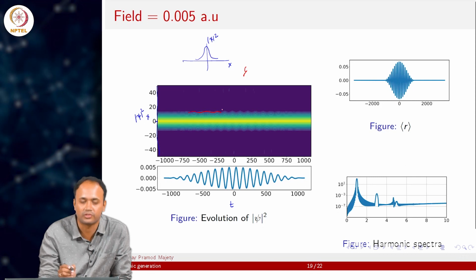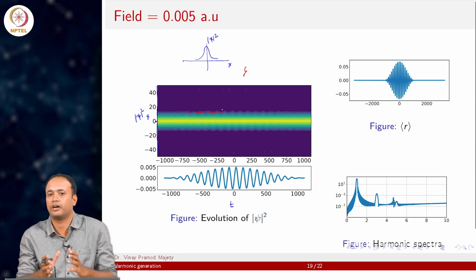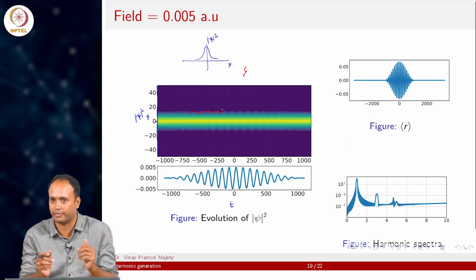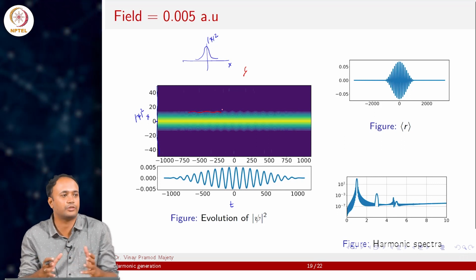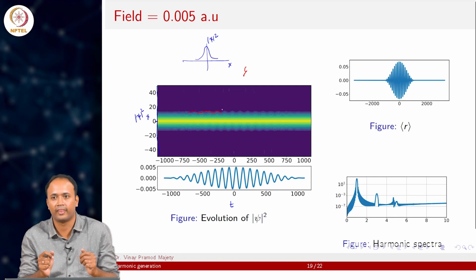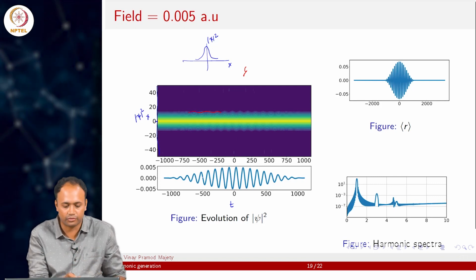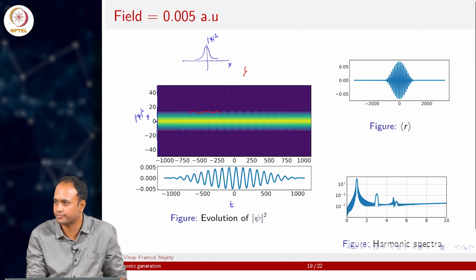Okay, you see this little oscillation. That means your wave function is spreading over and coming back, spreading over and coming back, and that's essentially the generation of polarization. So that means your electron cloud is spreading over and coming back, and it's following this electric field.